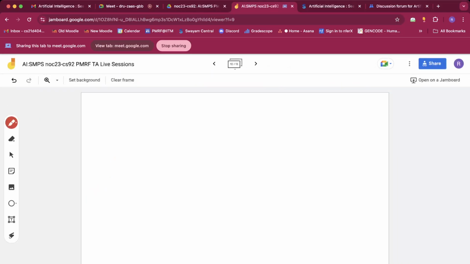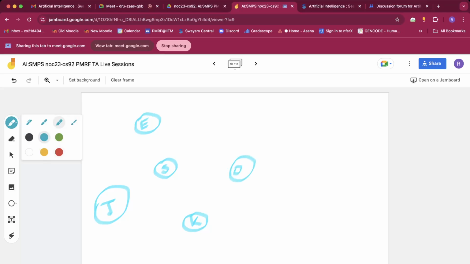So initially we have only S. Okay, and what are the nodes that we could go to from S? We could go to E, J, K and O. Okay, let us draw edges from each of these back to S.